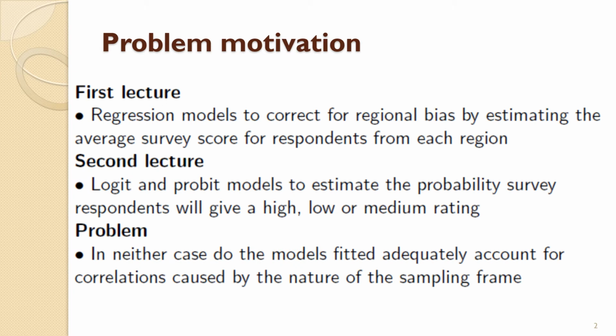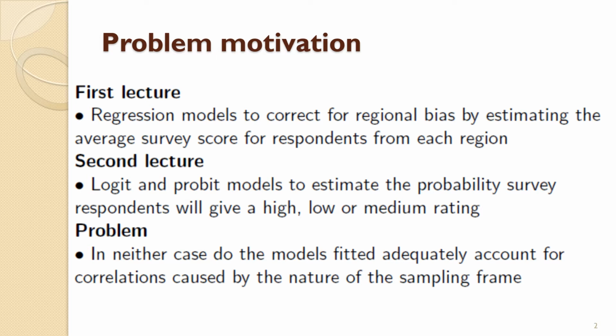So in terms of the problem motivation, these are all motivated by a genuine industrial application in the electricity industry. In the first lecture we used regression models, linear models, to correct for regional bias by estimating the average survey score for respondents from each region. And in the second lecture we used generalized linear models, here the logit and probit models, to estimate the probability that survey respondents give a high, low or medium rating. So we started with regression, then a slightly harder version, probability regression.